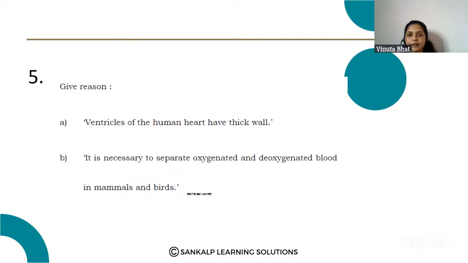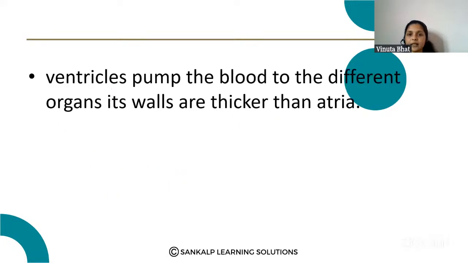Okay. Next, first, ventricles pump the blood to the different organs. Its walls are thicker than the atria. They pump the blood to the different organs. So because of that reason, it has the thicker walls than the atria.